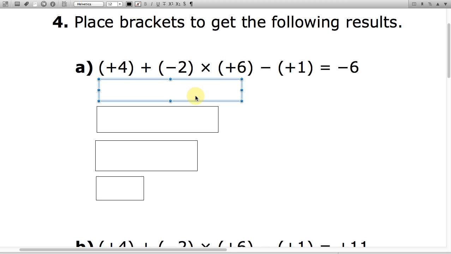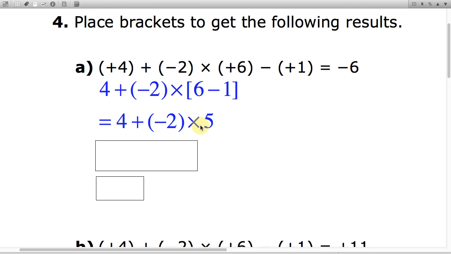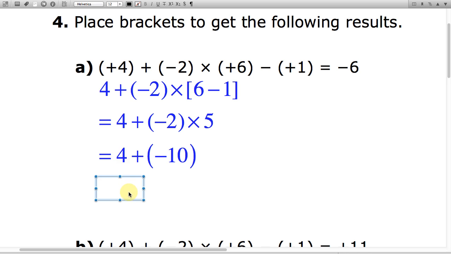Ready for the big reveal? Here it is. One set of brackets around the positive 6 take away 1. Because if you're forcing that to be done first, you get 5. Of course, the multiplication has to be done next, so negative 2 times 5 is negative 10. If you're adding 4 to that, that'll give you negative 6.